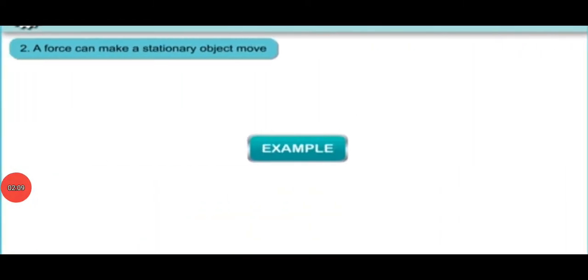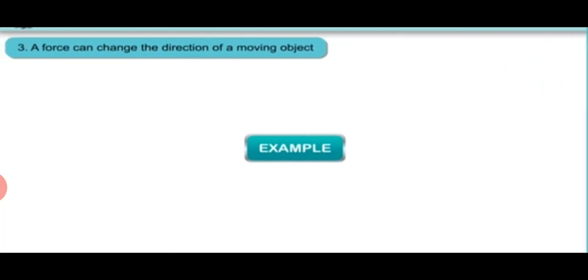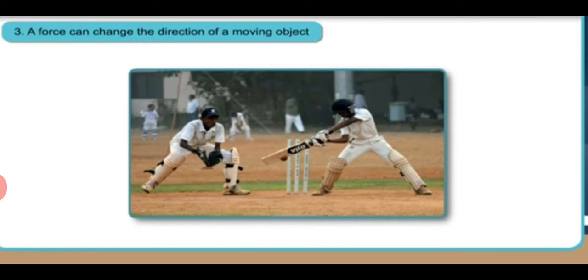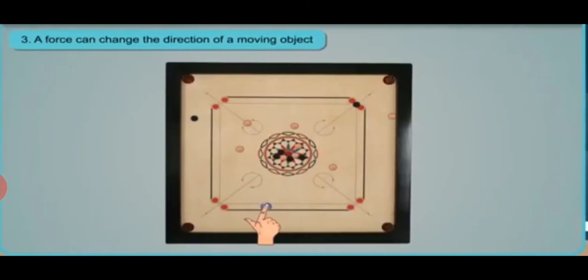Now, number 2 says a force can make a stationary object move. For example, a football starts moving when it is kicked. Now coming to number 3. A force can change the direction of a moving object. For example, in the game of cricket, the direction of a moving ball can be changed by applying force on it through a bat. Or you can change the motion of carom by striker.